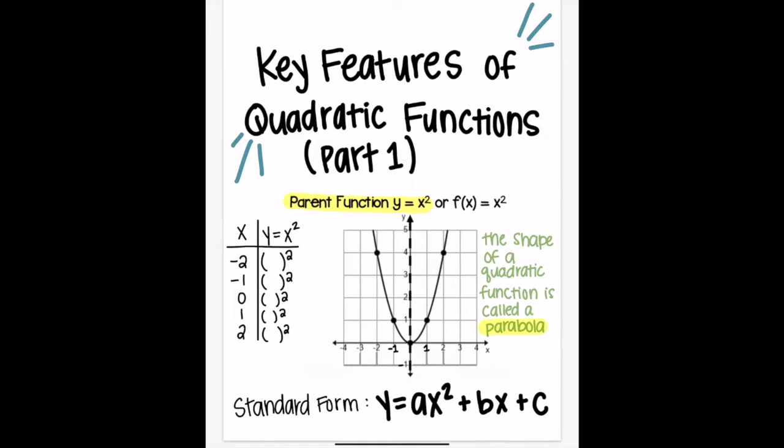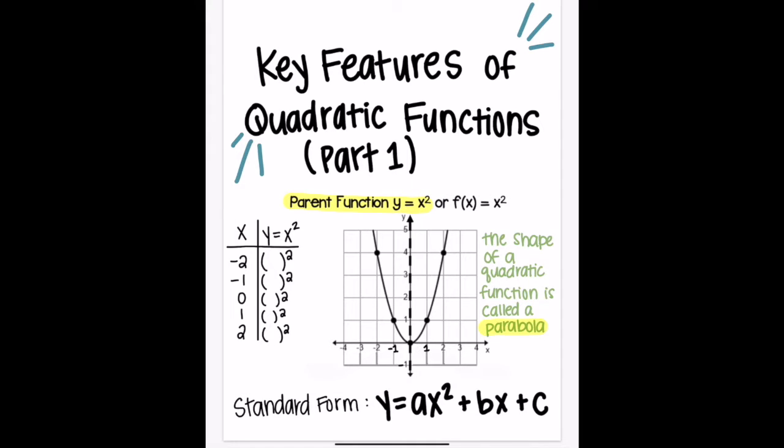In this video, we are learning about key features of quadratic functions, and this is part 1 of part 2 of these key features. A quadratic function forms this U shape when you graph it, and I'm going to show you why in just a second, but the parent function is y equals x squared. Anything is a quadratic when the highest exponent is a 2.